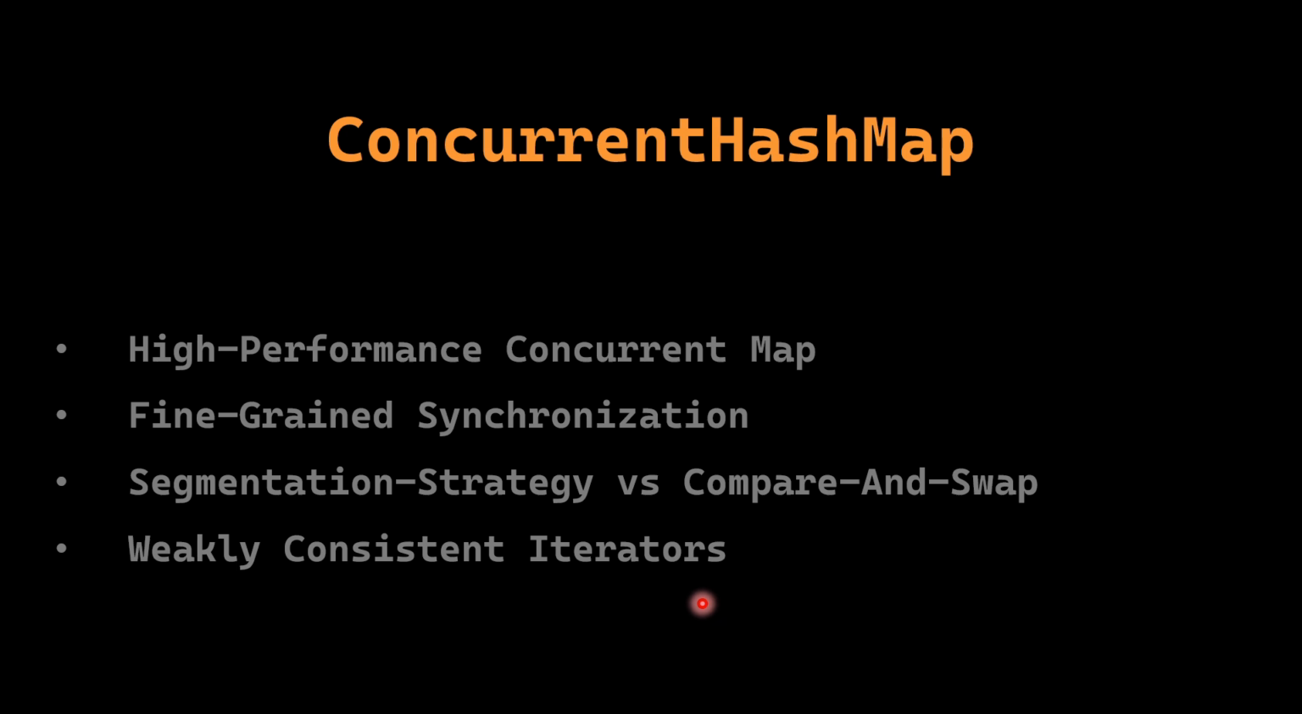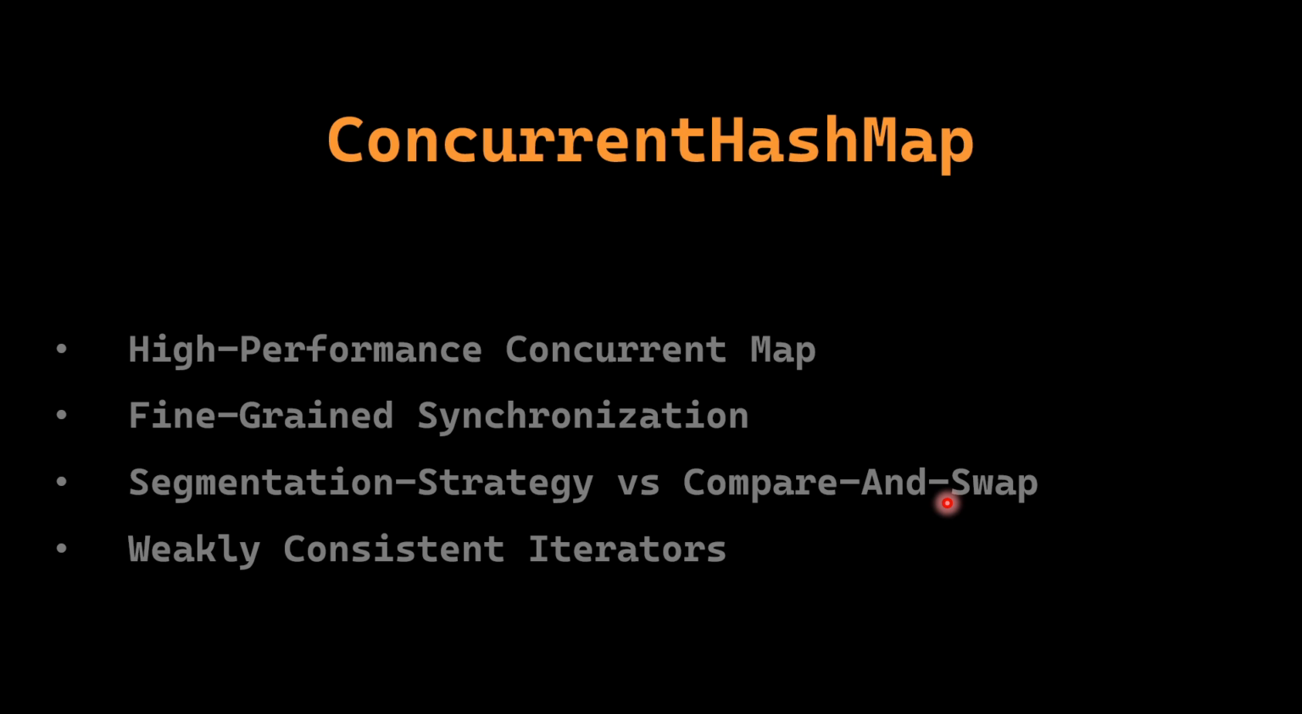Java 8 improved this design by using an array of buckets with fine-grained locking or even lock-free operations for read. For write, it uses synchronized blocks at a bucket level or compare-and-swap operations, dramatically reducing contention compared to Hashtable.